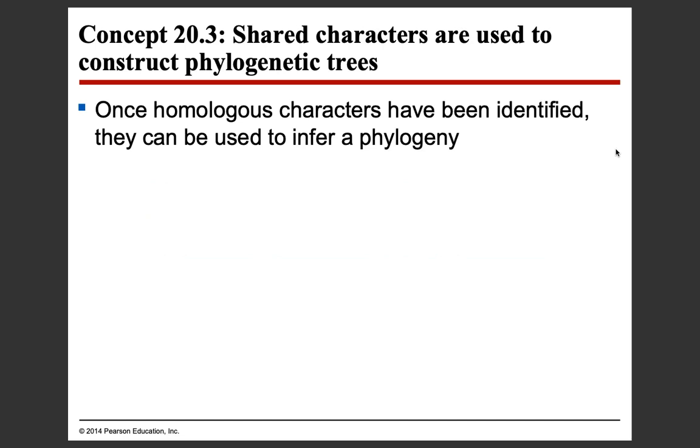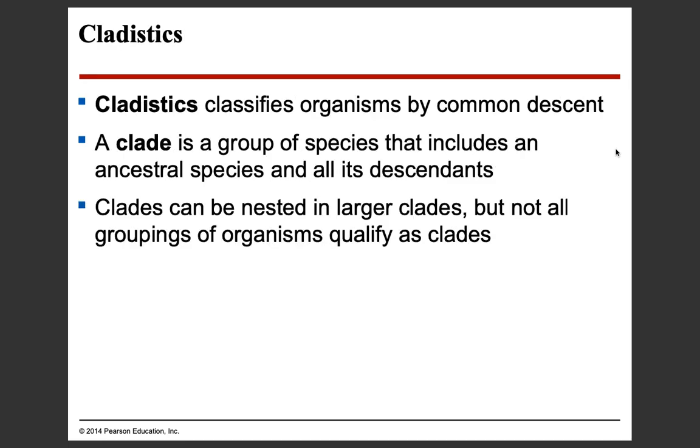So shared characters are used to construct phylogenetic trees. So that's kind of what we've been talking about here. Once homologous characters are identified, once you know what makes these organisms similar, you can use them to infer the phylogeny, the evolutionary relatedness diagrams, to show you the lineages over time.